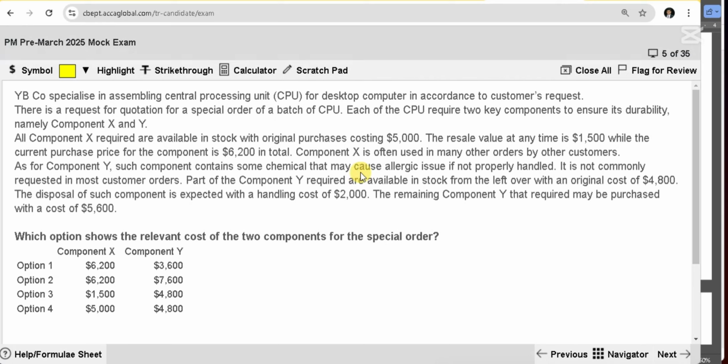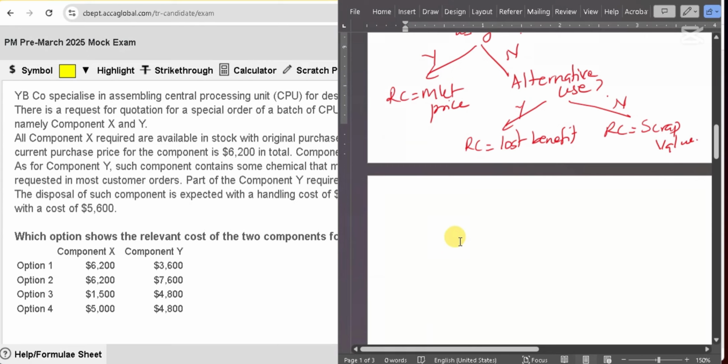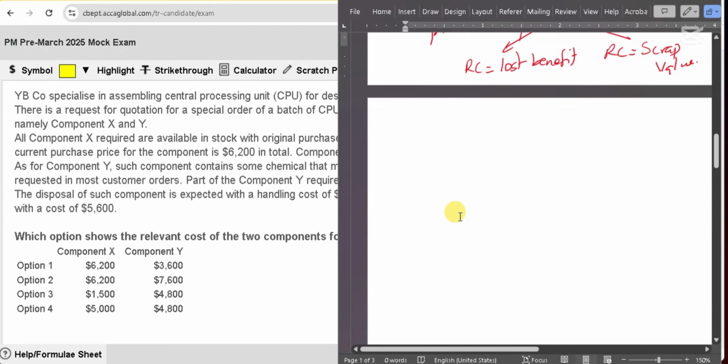Part of the component Y required is available in stock, 4,800. So that 4,800 is sunk cost. The disposal of such component is expected with a handling cost of 2,000. The remaining component Y required may be purchased at a cost of 5,600. Oh, wait. Now we have 2. Some stock is available in inventory, right? Partially, yes, they didn't say how much.